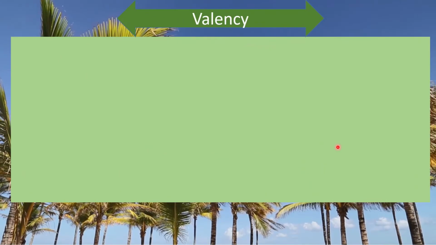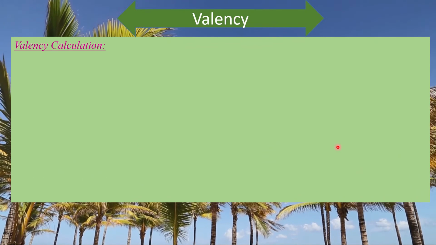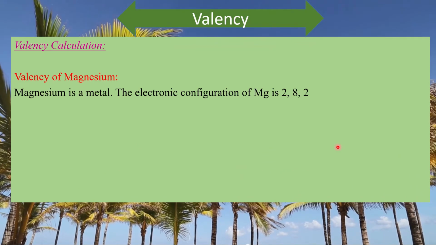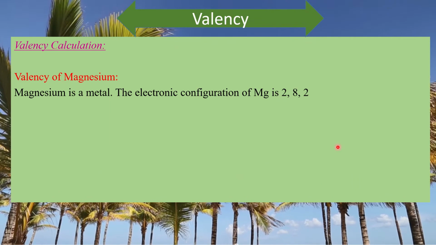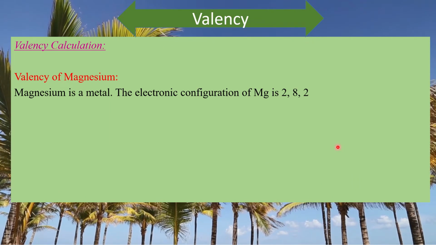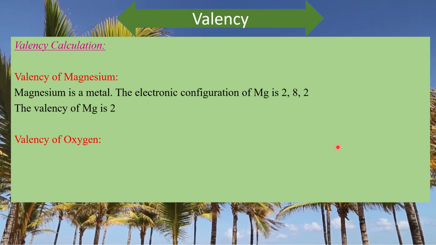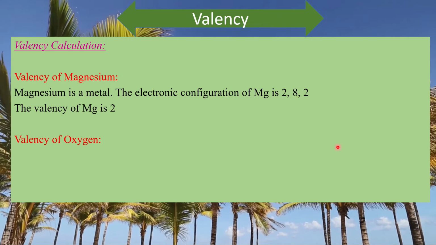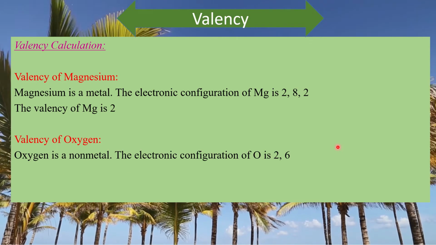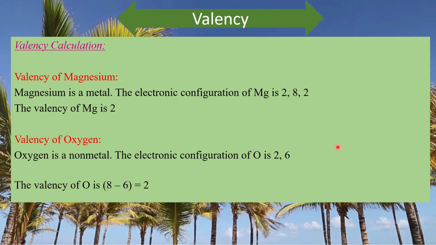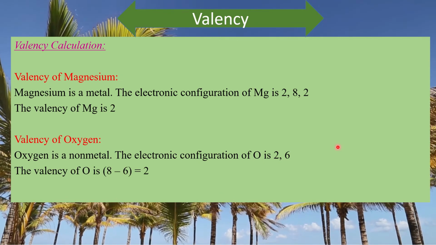Now we will see some valency calculation, that is valency of magnesium. Magnesium is a metal, its electronic configuration is 2, 8, 2, it has 2 electrons on the outermost shell, so the valency of magnesium is 2. And valency of oxygen, its electronic configuration is 2, 6, it has 6 electrons on the outermost shell, so 8 minus 6, its valency is 2.